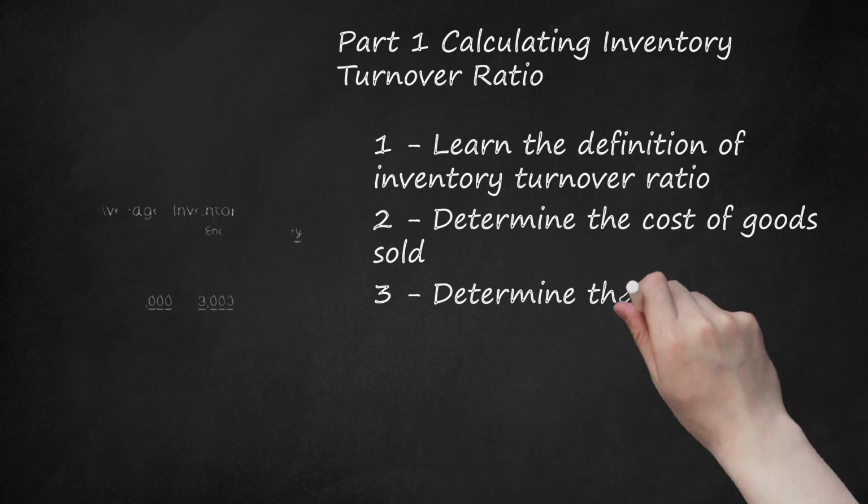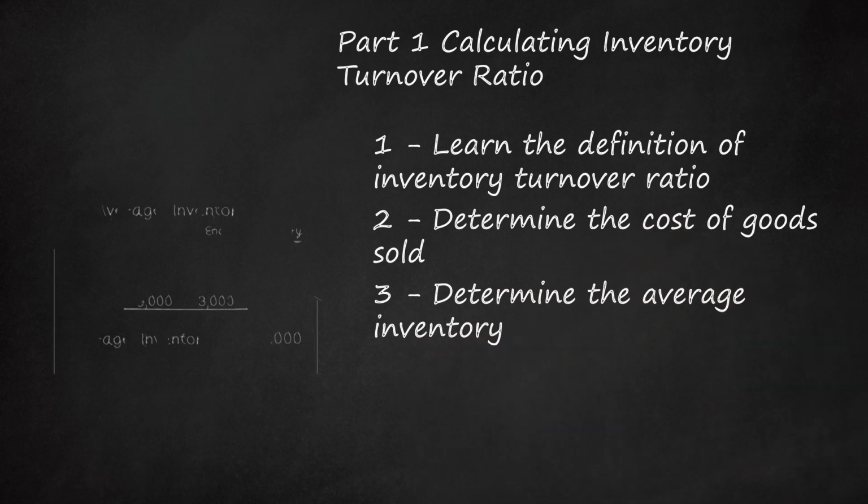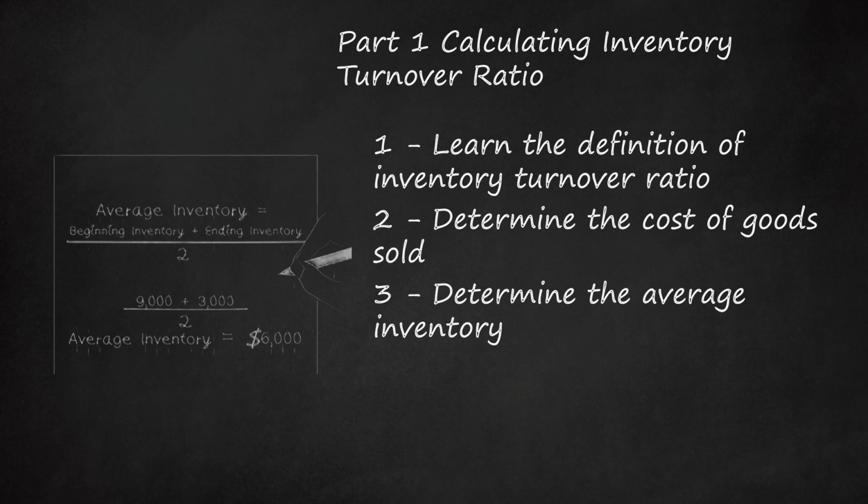3. Determine the average inventory. Average inventory is the median value of inventory within an accounting period. The value of inventory may change significantly within an accounting period. Therefore, it makes sense to calculate the average inventory when comparing inventory to total sales or cost of goods sold. This calculation eliminates confusion from spikes in the inventory level.